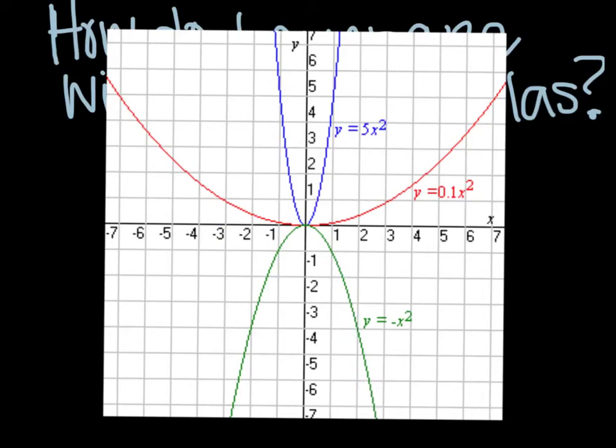So I want you to just pause the video for a second and make observations as to what you notice about those numbers, that a term. Remember, we're talking about y equals ax squared, so it's that a term. What are things that you're noticing that change the parent function? So go ahead, take a second, jot those down.